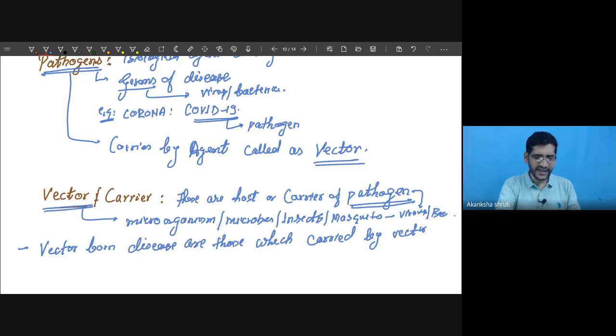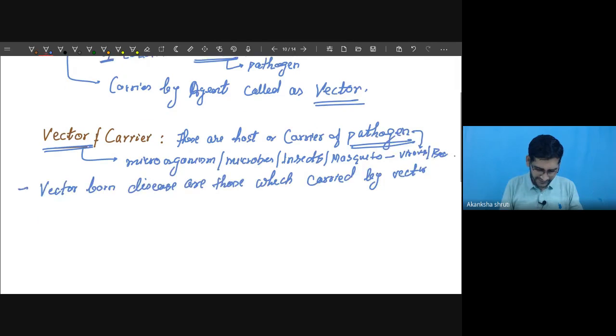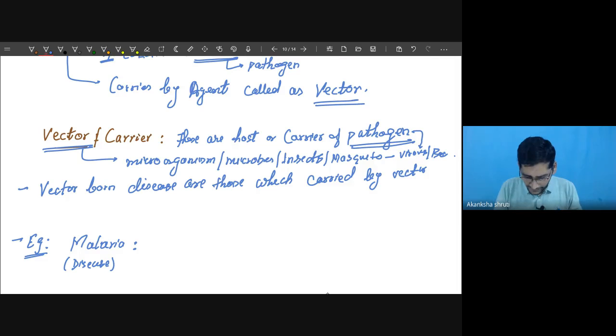Let us write one example. With this we can understand better. Student, if we consider malaria, so malaria is a disease. So the germ or pathogen for this malaria is your plasmodium.